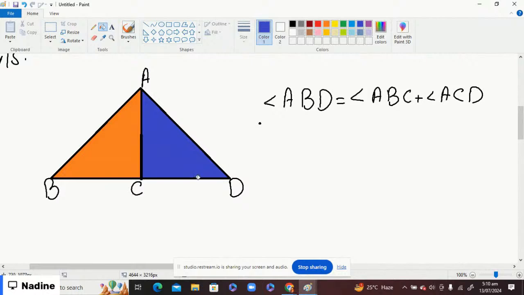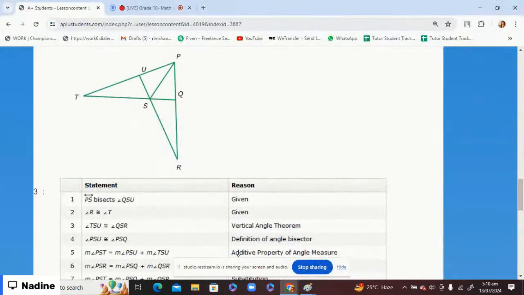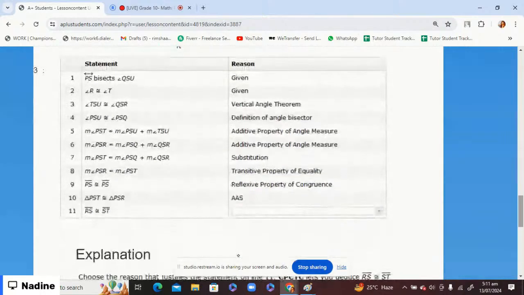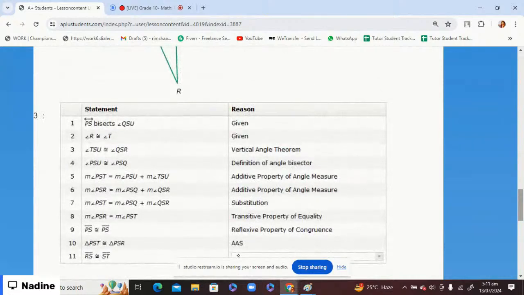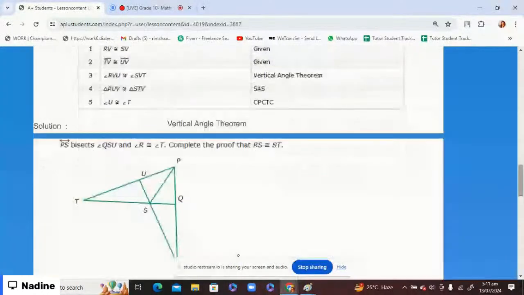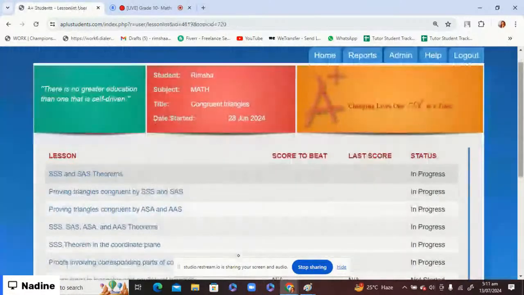These are the angles, and here it explains the first side. They have just cut it into two halves. They are saying that this becomes equal to the addition of these two. Same with PSR, which equals PSQ plus QSR. When these angles are equal, their triangles are also congruent. Hope you understand this lesson. Let's discuss the next.